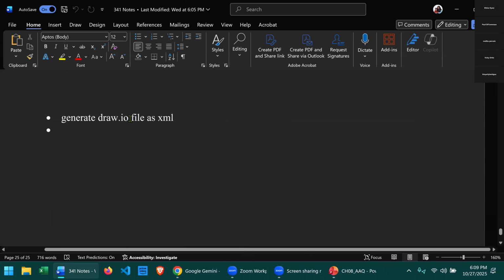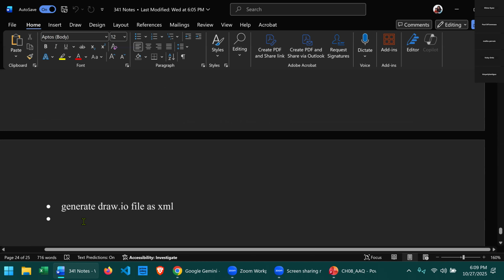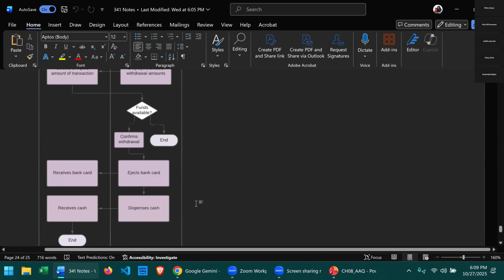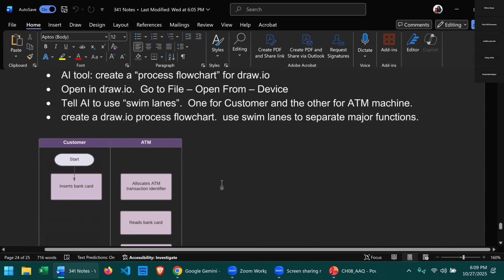So from this chapter, I will be giving you the theoretical stuff that we've just done, some multiple choice questions on it, and I may give you one assignment where you would actually be drawing something using draw.io and/or some sort of an AI tool along with draw.io.